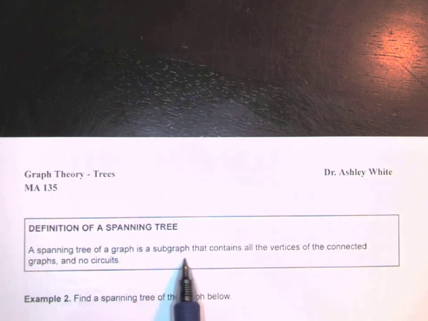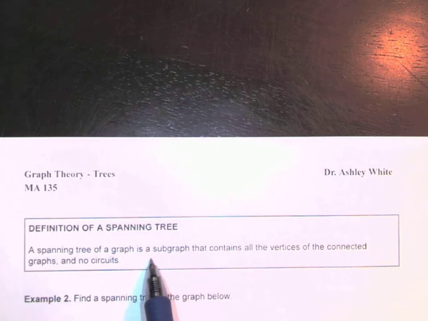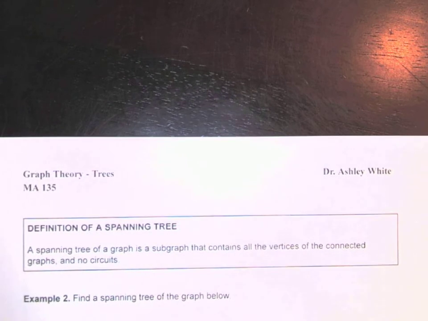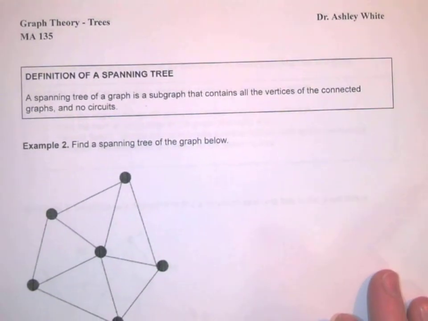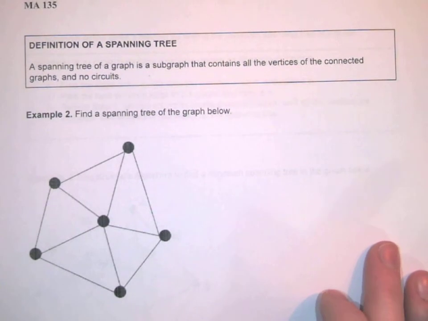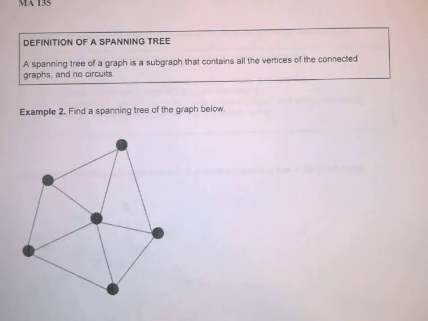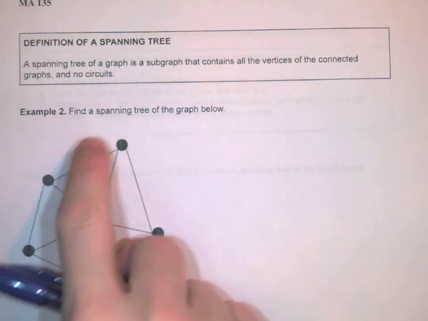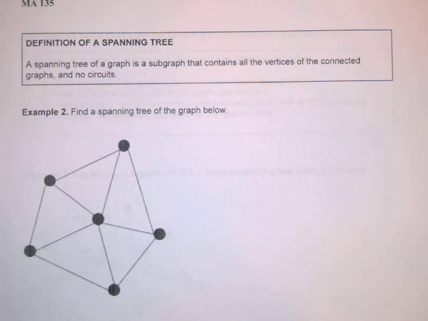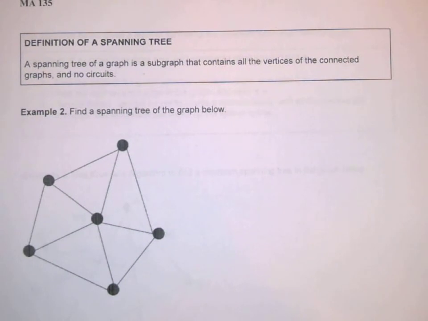So subgraph is an extra word in here that we don't have a definition for, but a subgraph is a part of the original graph that we started with, just like subset is part of a set. But we need to keep all the vertices if it's going to be a spanning tree. So consider this graph below. We want to find a spanning tree. So it cannot have a circuit. It needs to contain every vertex. There are 1, 2, 3, 4, 5, 6 vertices. So a tree would have 5 edges connecting these 6 vertices.